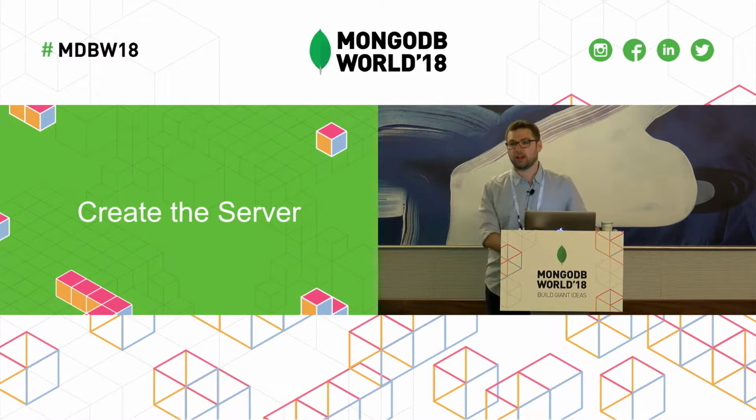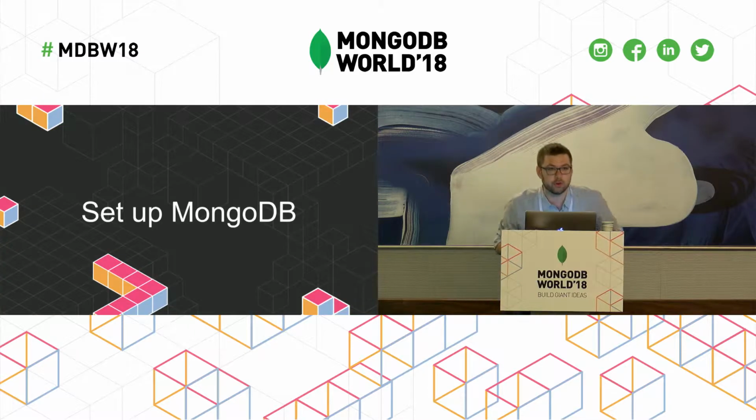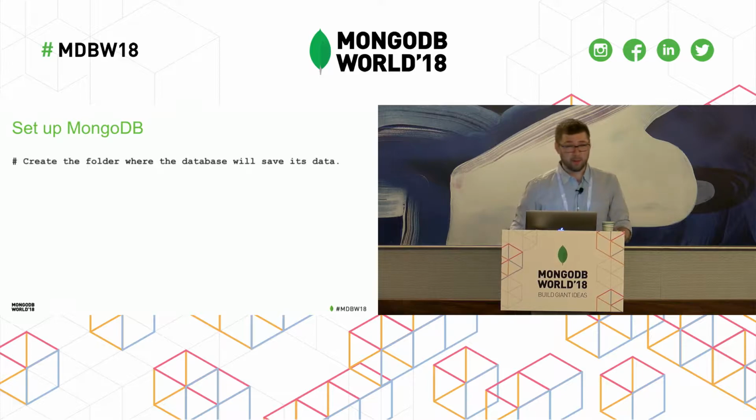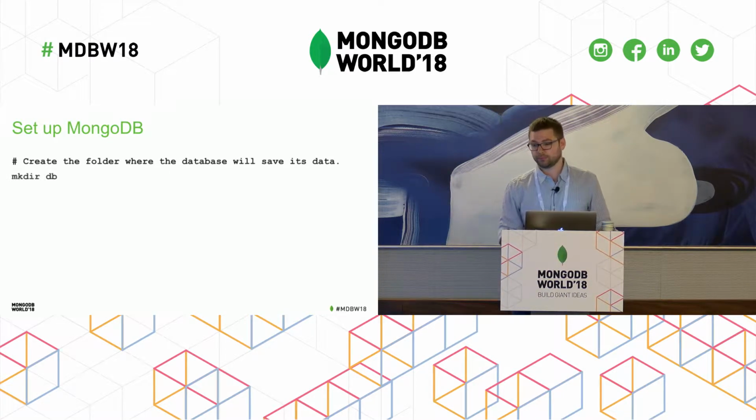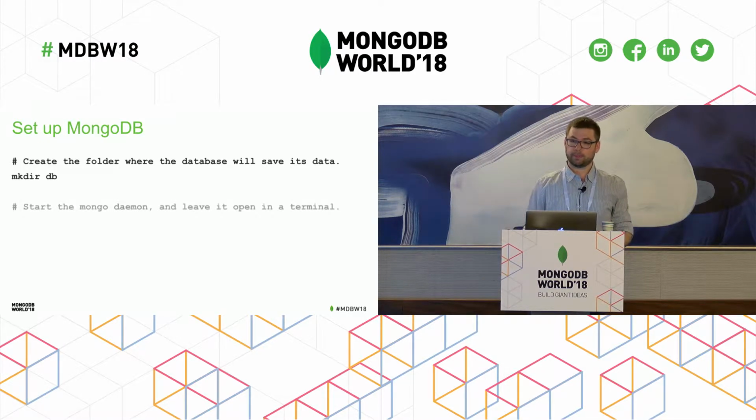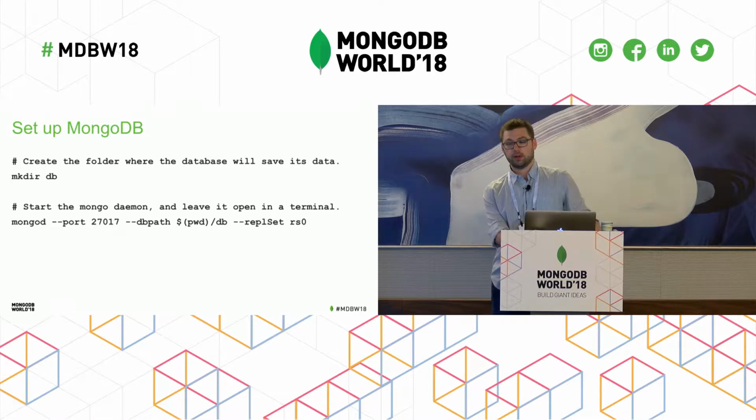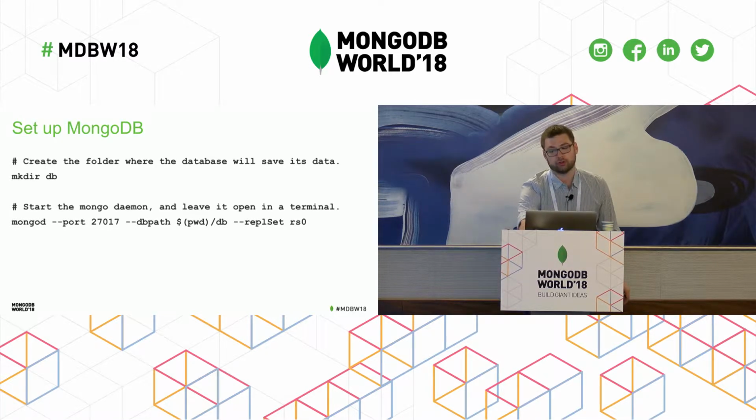So the first part, as I outlined before, is that we are going to create the Node.js server. Before we can do that, we have to set up MongoDB, the database. We're going to have some steps to do together, where we create the folder where the database will save the data. If you downloaded the starter zip tutorial, go into that folder, and run this command in a terminal. We're going to make the actual database directory, save that information, and start the Mongo daemon and leave it open in a terminal.